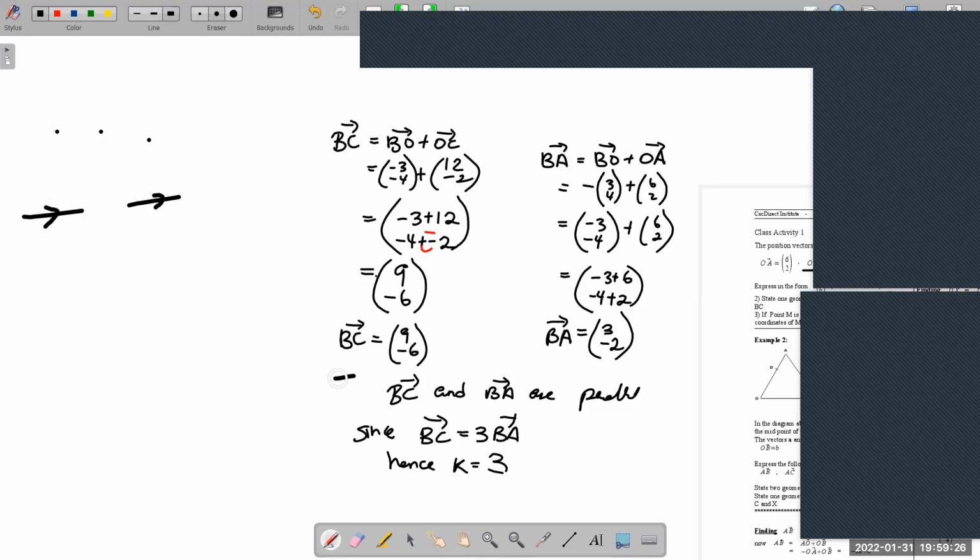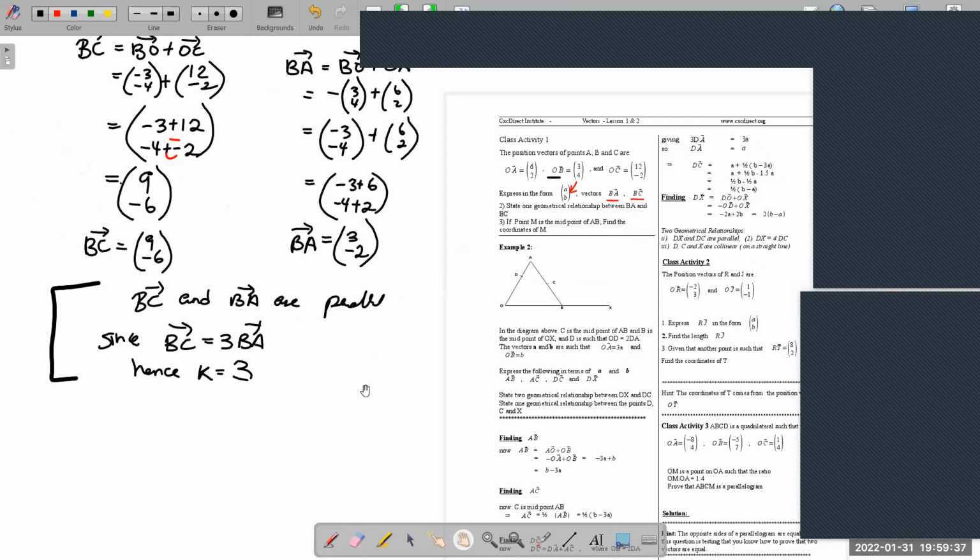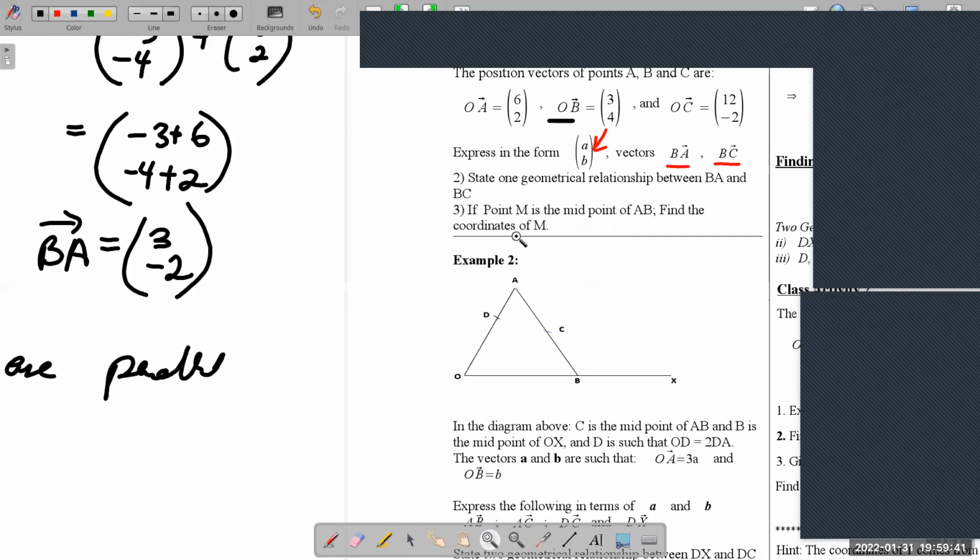And to prove it is the same steps. You use the same steps to prove that 3 points are collinear and two vectors are parallel. All right. So look at that. We just answered a whole question. Now let's look at the last part.